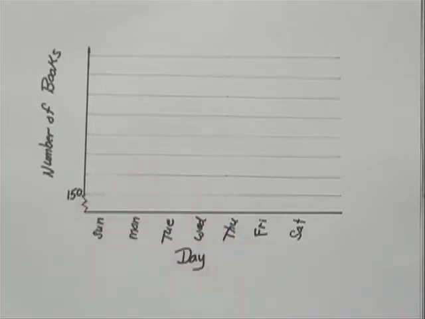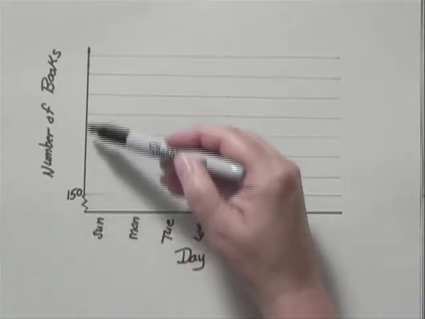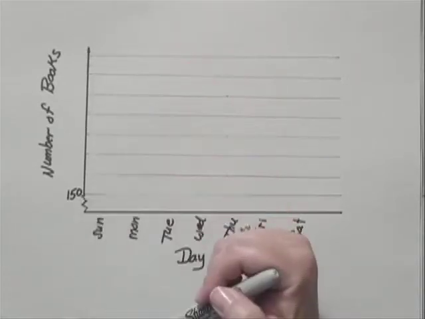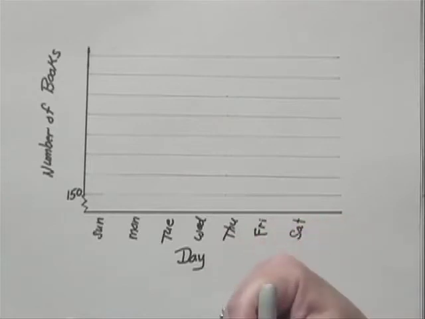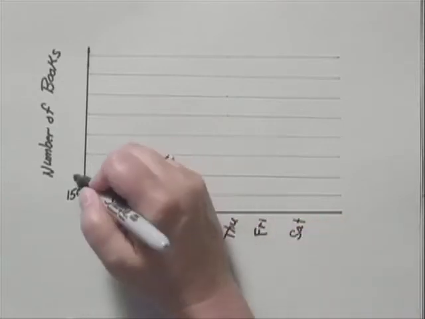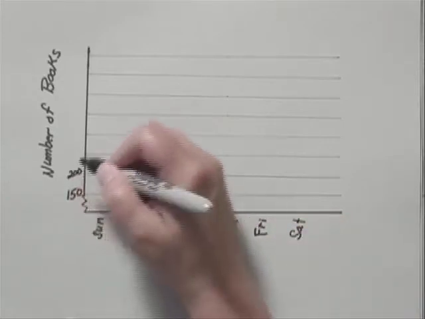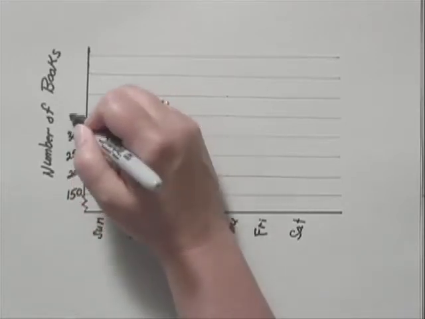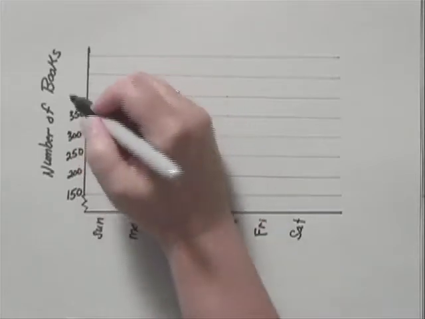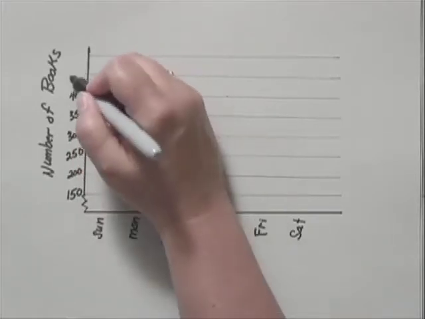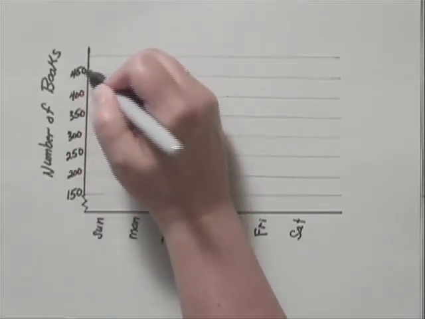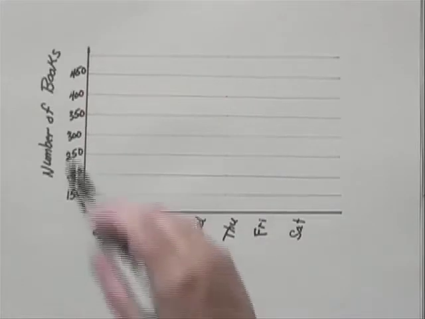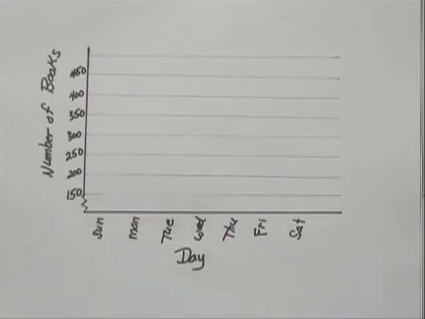And since I want to go all the way past 420, I need to get more than a scale of 10. I'll go with a scale of 50 here. So this would be 150, this would be 200, 250, 300, 350, 400. 450 would be as high as I need to go. You may end up with a different scale like this, but somehow you need to represent between 160 and 420.